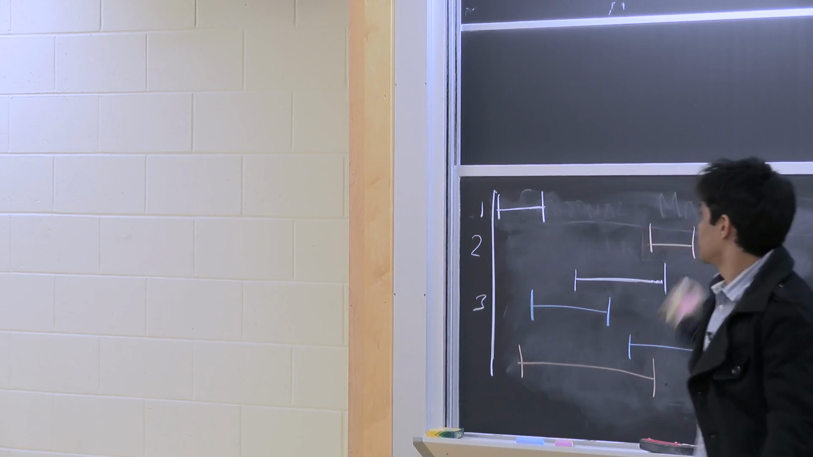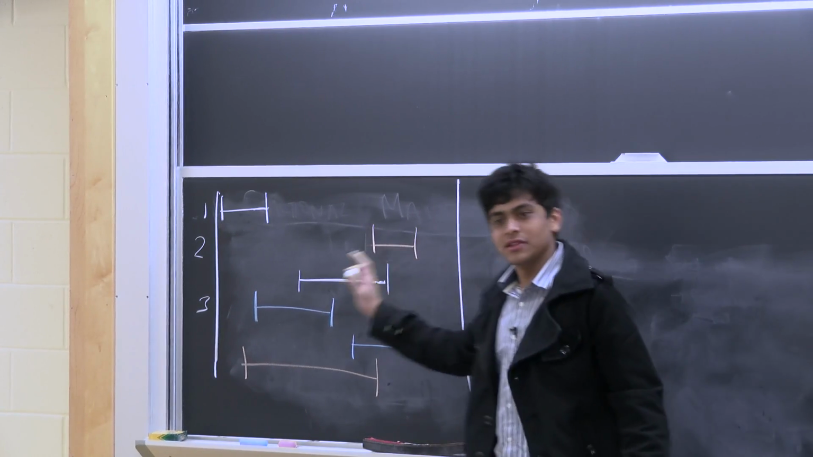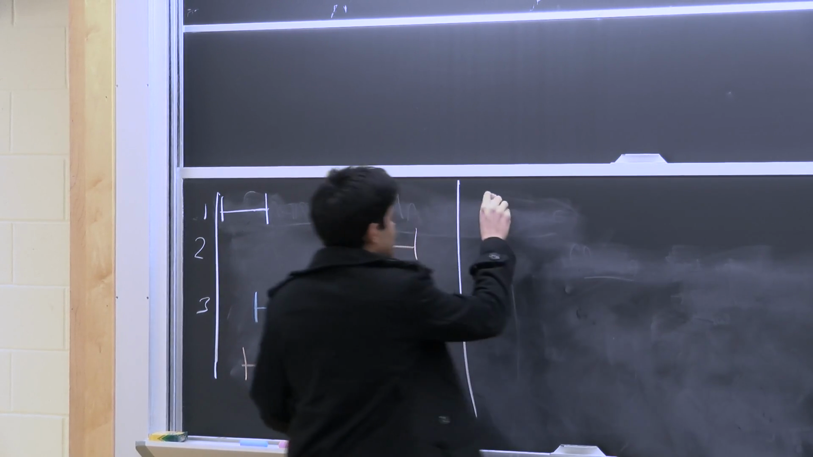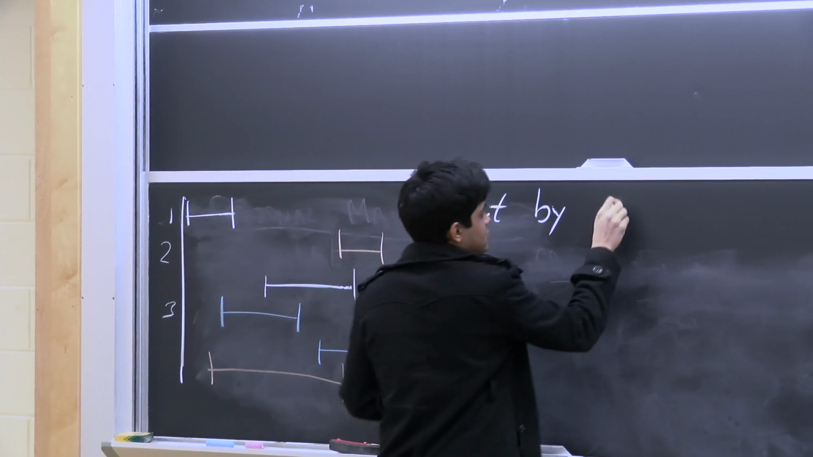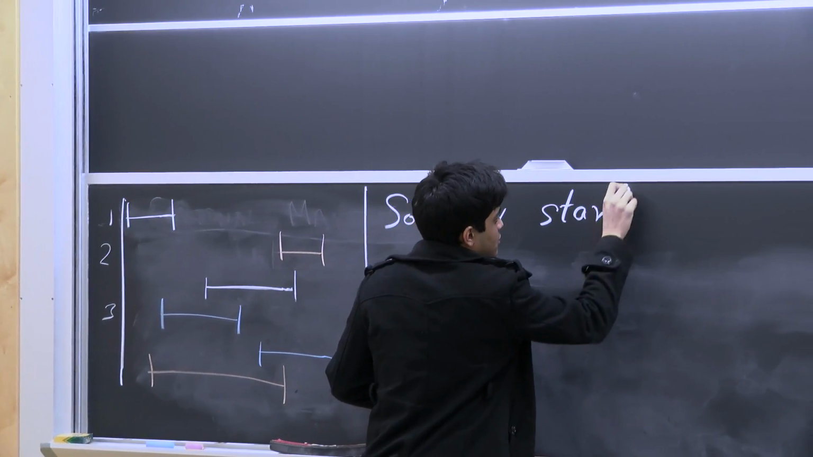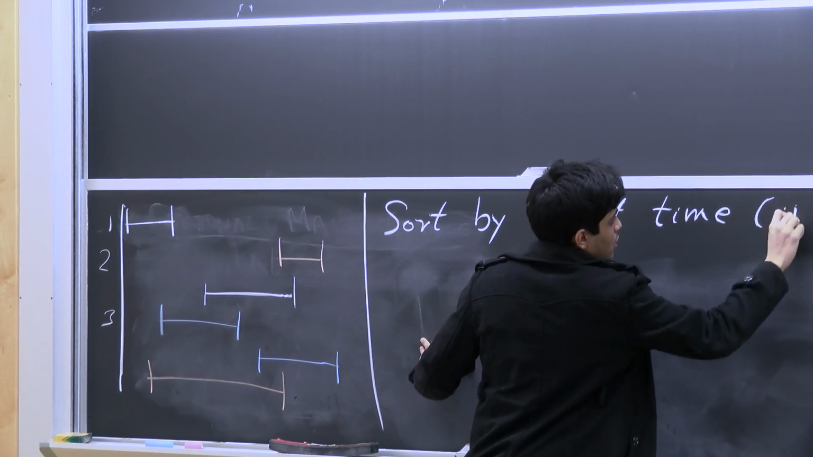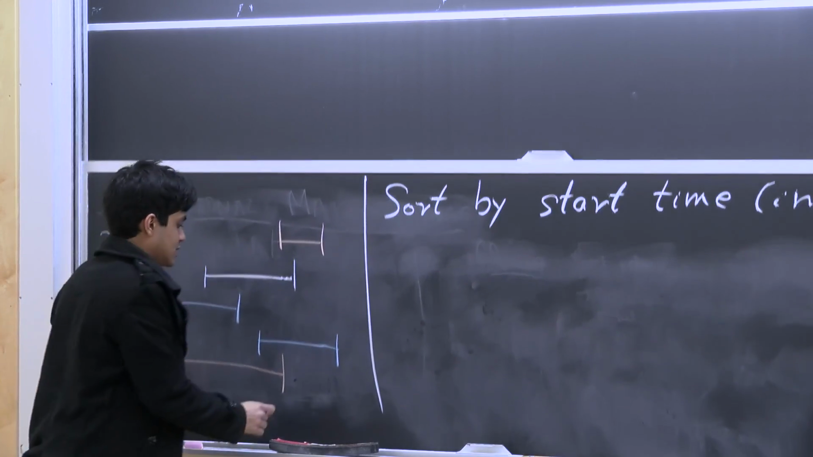You could also do it by end time because it's symmetrical, right? If you start by end time, then you start with the largest end time and go backwards. Exactly the same thing. So let's write it down. Start by start time. And so actually, let's work out this example.